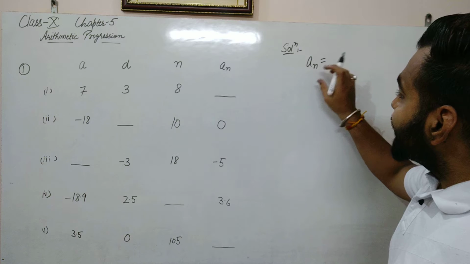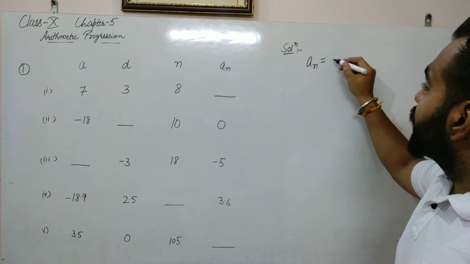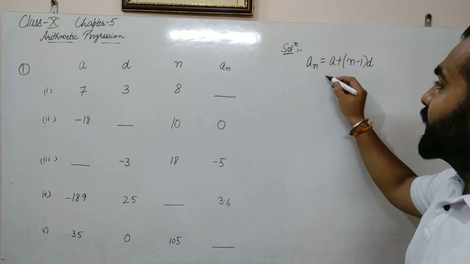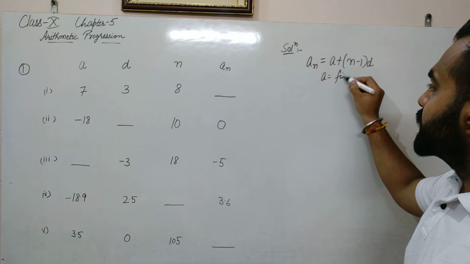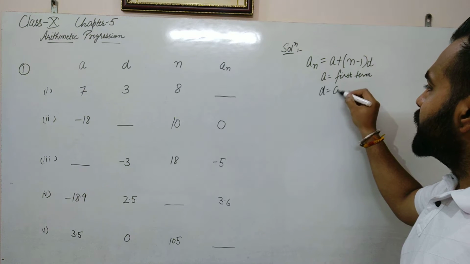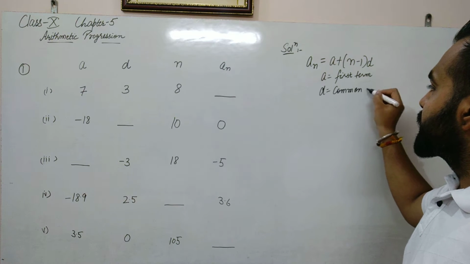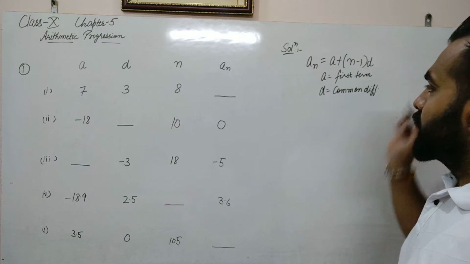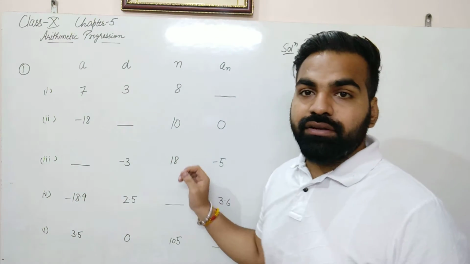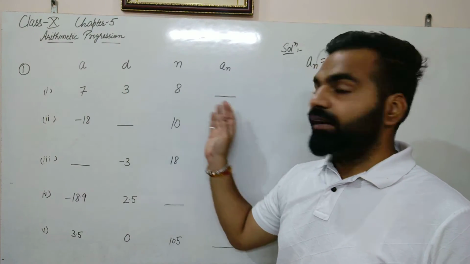So to calculate the nth term, we use the formula a plus n minus 1 into d, where a is the first term, d is the common difference. Clear everyone? So now in the first question, a table is given, value of a, d, n and an.